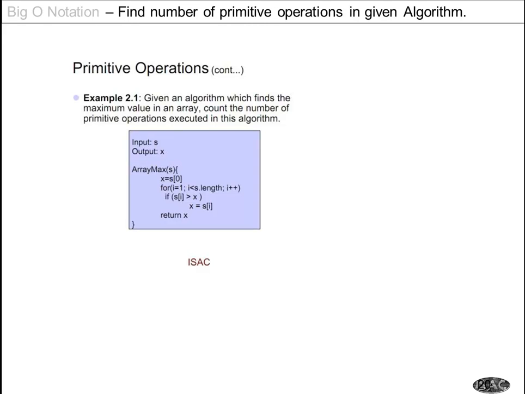Now let us take one example. We had an example: find the number of primitive operations in a given algorithm. How do you find it? We understood what is primitive operation, but now we'll try to calculate the number of primitive operations in an algorithm. So here is one algorithm, and we'll try to find out how many primitive operations are inside this algorithm.